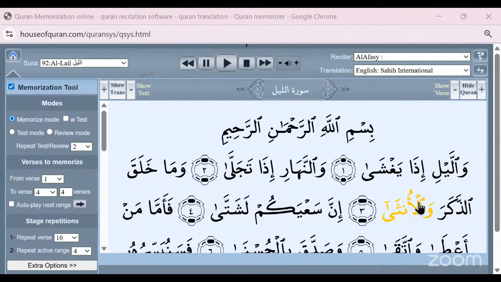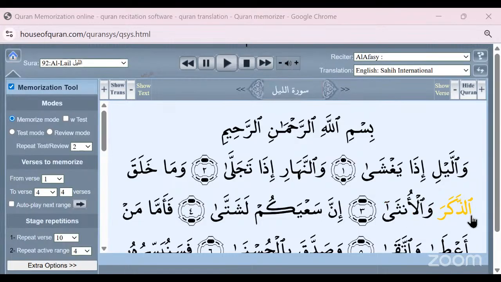And because it's a moon letter, the lam gets sukun. So we get to pronounce the sukun. So we say wal untha. Wal untha. Do you understand? Or you want me to go over it? Can you go over it one more time?